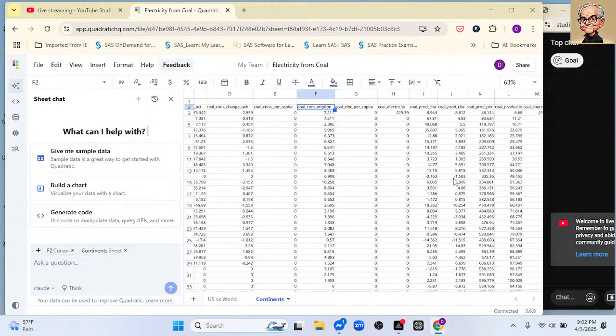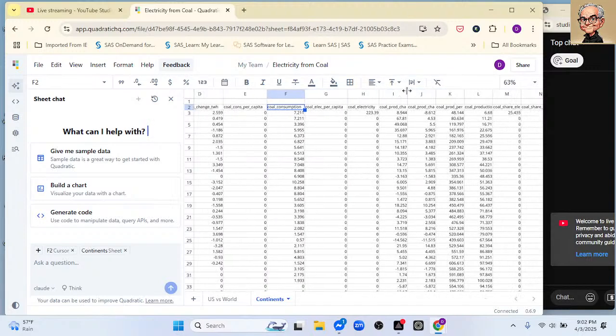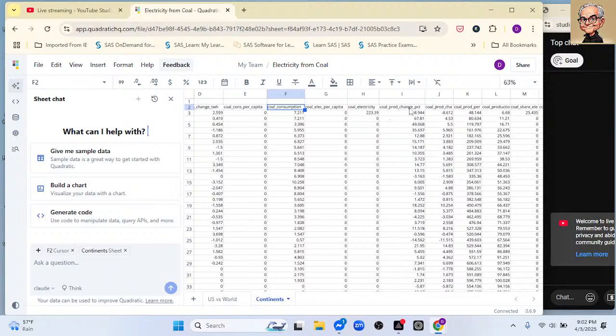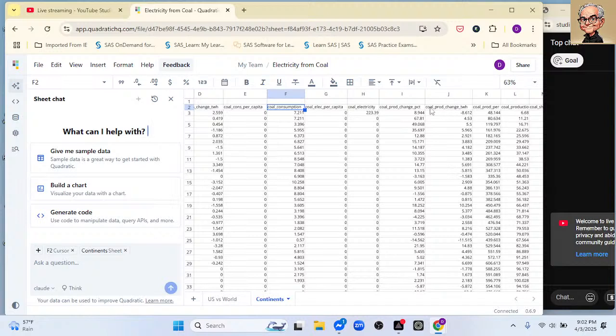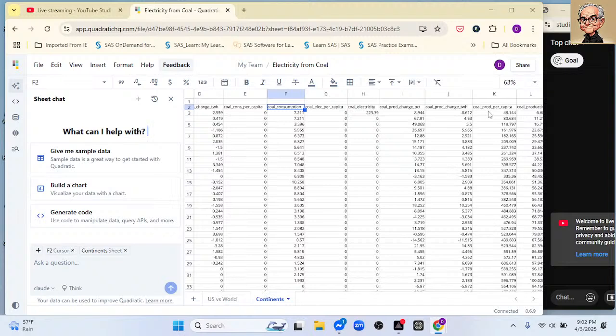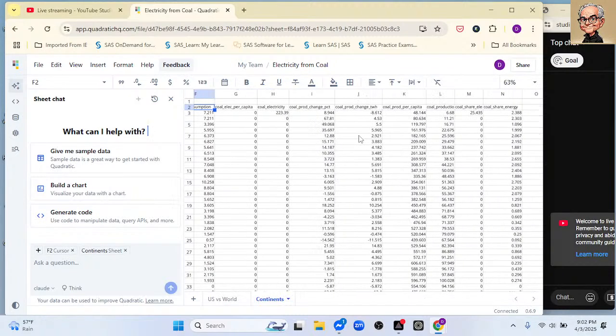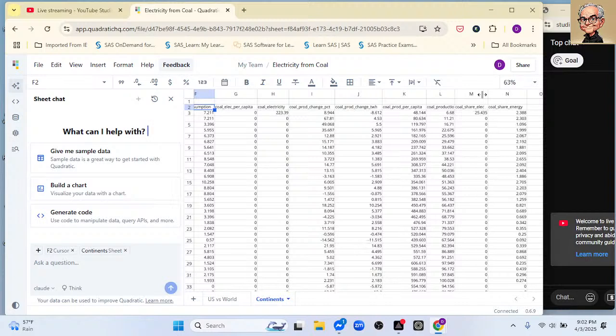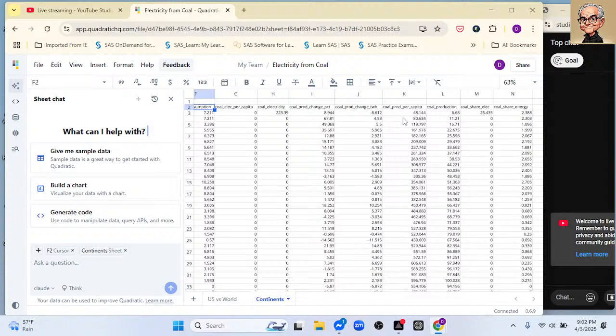Let's go right a little more. Coal production change percentage. Coal production change terawatt hours. Coal production per capita. So we got coal electricity per capita. So we can look at, for instance, coal production per capita and coal electricity per capita. Coal share energy. Coal share electricity. Coal production. So this should be presumably the number of tons of coal produced.